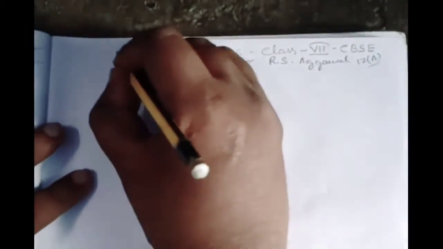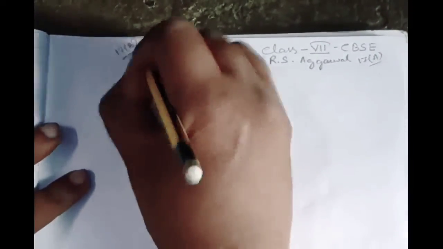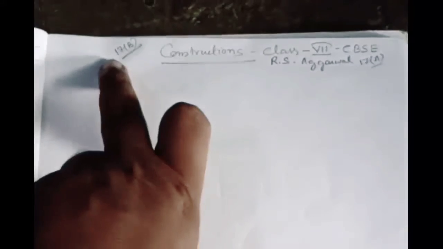R.S. Agarwal math book. There are two exercises in R.S. Agarwal. First is EX 17A, second is 17B. 17A is very easy. The construction of 17A is quite similar to the construction of class 6. So that is very easy, not so tough.